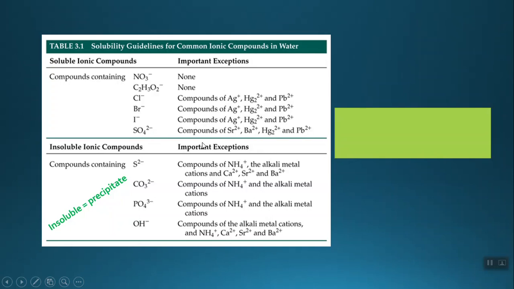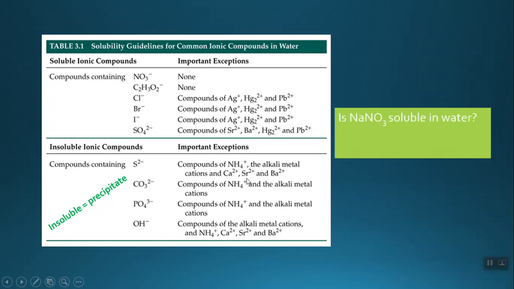Sulfate exceptions are compounds of strontium, barium, mercury, and lead. And then the bottom half of the chart is all insoluble, so anything containing sulfide, carbonate, phosphate, and hydroxide is insoluble. But again, on the right side are your exceptions. Everything with sulfide is insoluble except for ammonium sulfide, any alkali metal cations with sulfide, and calcium, strontium, barium. So these over here would all be soluble, right?